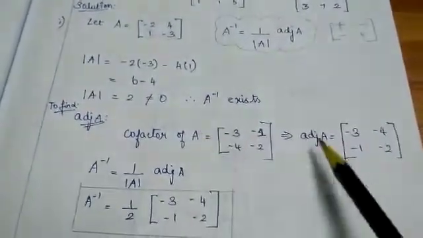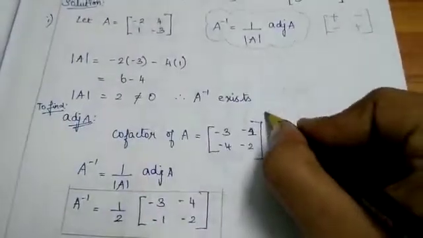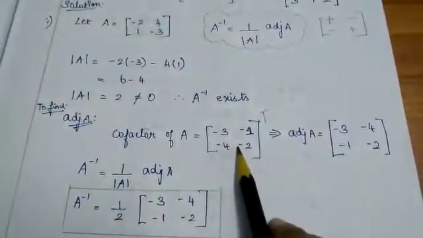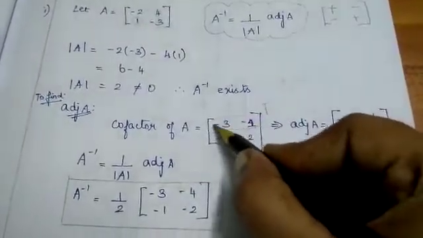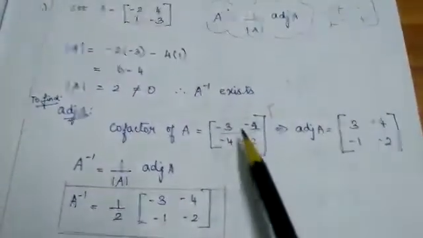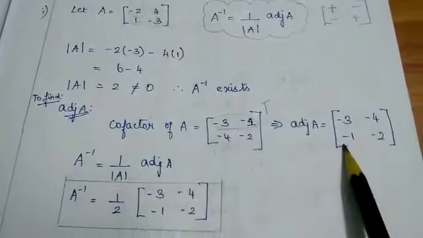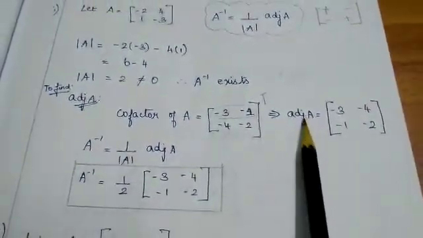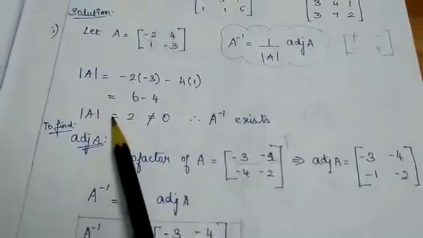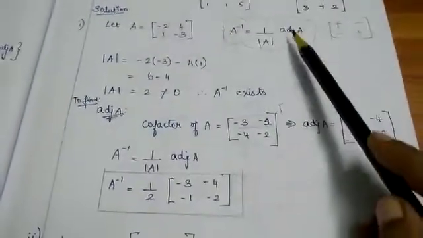So what is adjoint of A? We need to transpose the cofactor of A. Transpose means the row values become columns. So minus 3, minus 1 and minus 4, minus 2. Now I've found the values for adjoint of A and determinant of A, and we're going to substitute them in the formula.